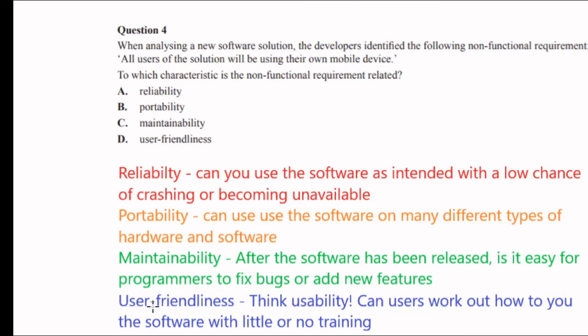The last one here is user friendliness. So when we talk about user friendliness, think about usability. So this is how easy for users to be able to work out how to use your software. So the best types of software out there are ones where you don't need to read a manual or think about having to use it. It's very intuitive. It's very obvious how to use it. So it takes a lot of good designs to be able to do that.